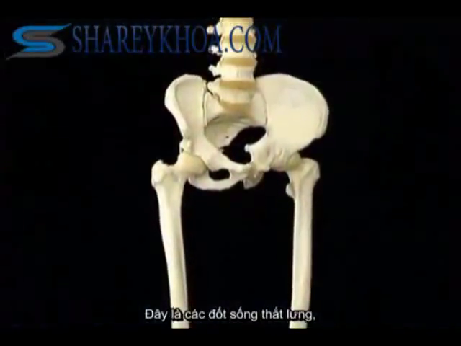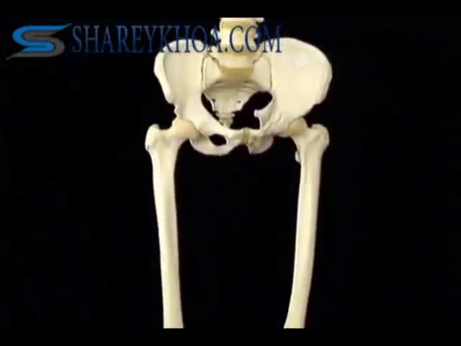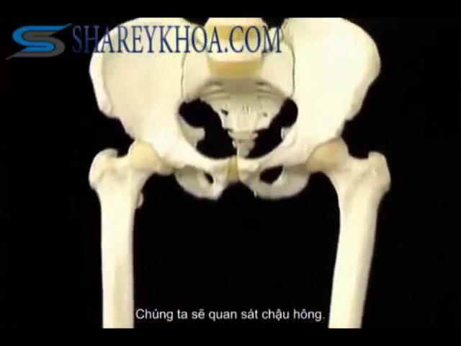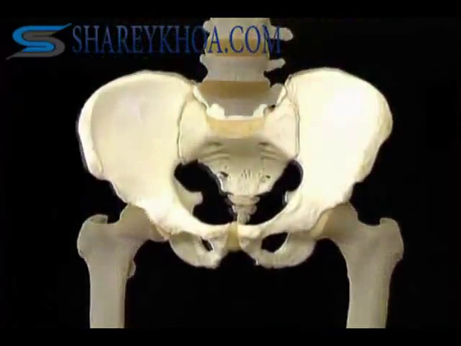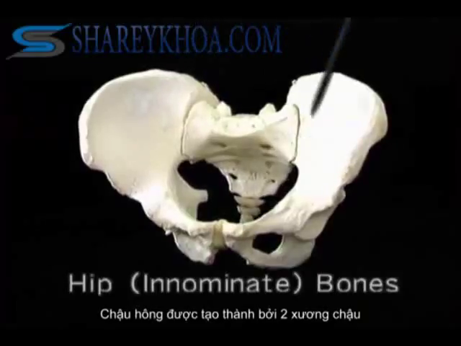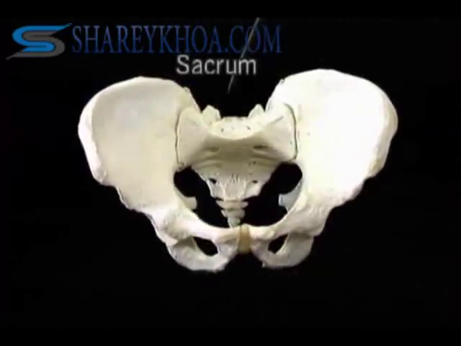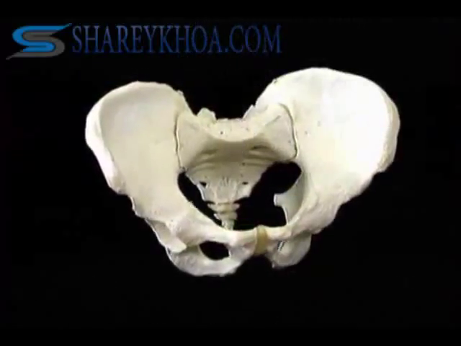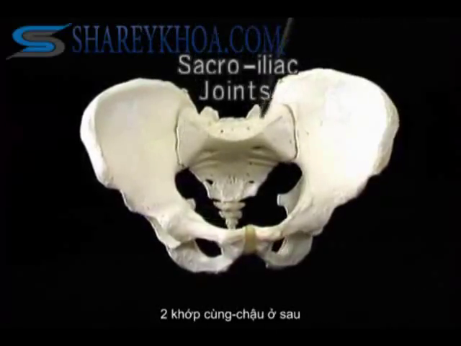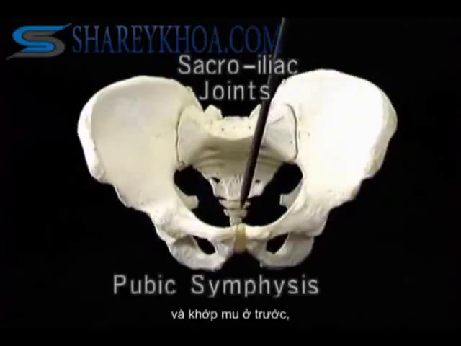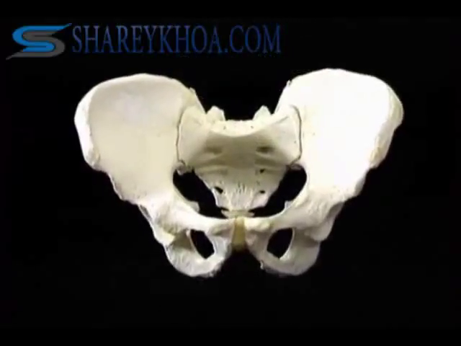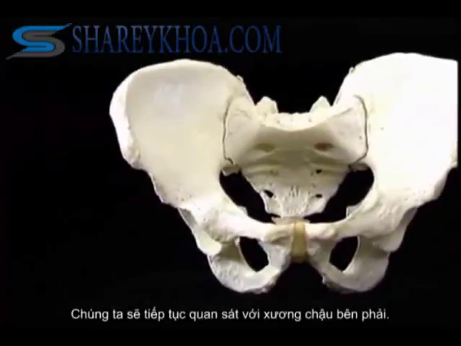Here are the lumbar vertebrae, the pelvis, and the 2 femurs. We'll look at the pelvis by itself. The pelvis is made up of the 2 hip bones, or innominate bones, and the sacrum. The fibrous joints which unite them, the 2 sacroiliac joints behind, and the pubic symphysis in front, permit almost no movement. We look at the right hip bone by itself.